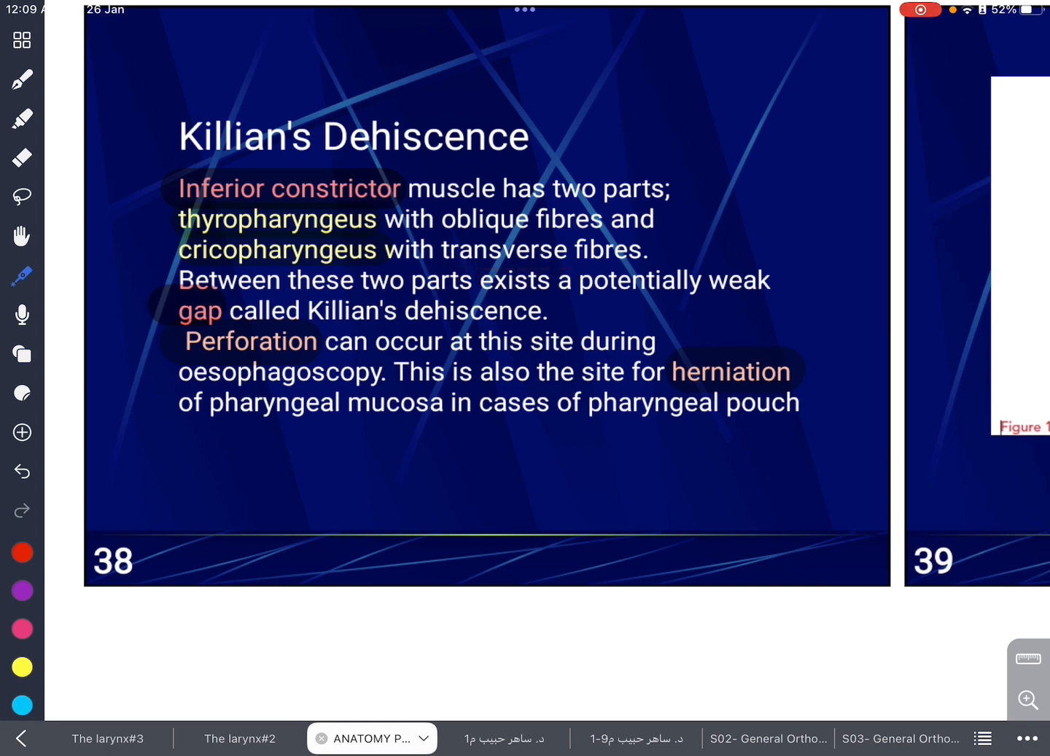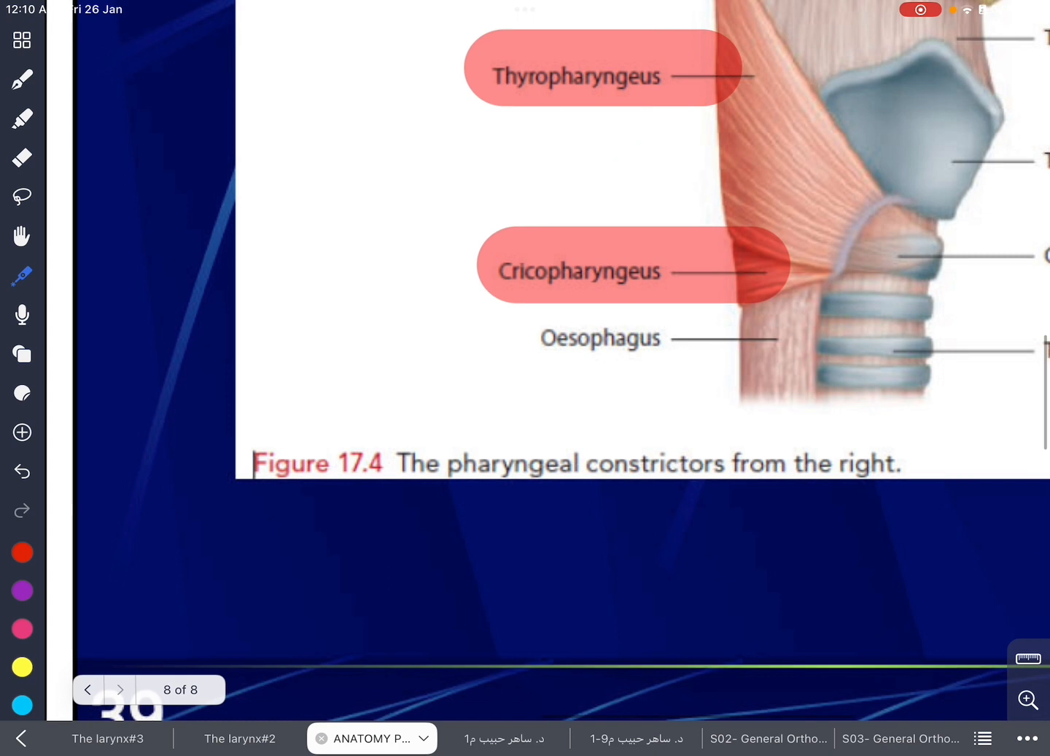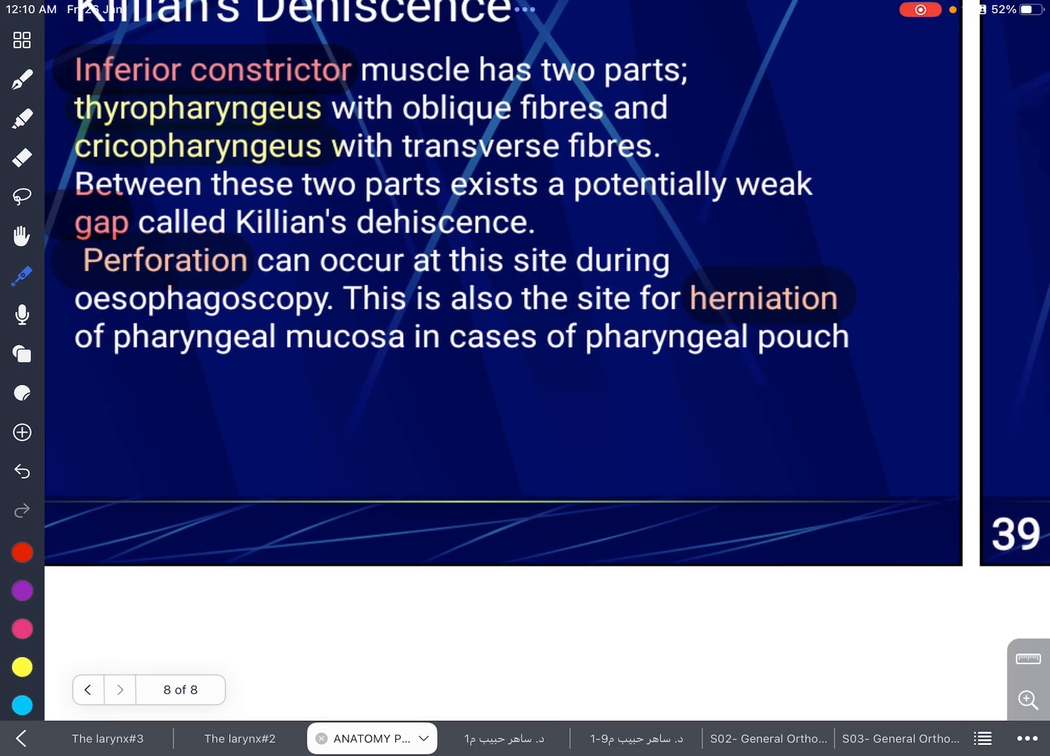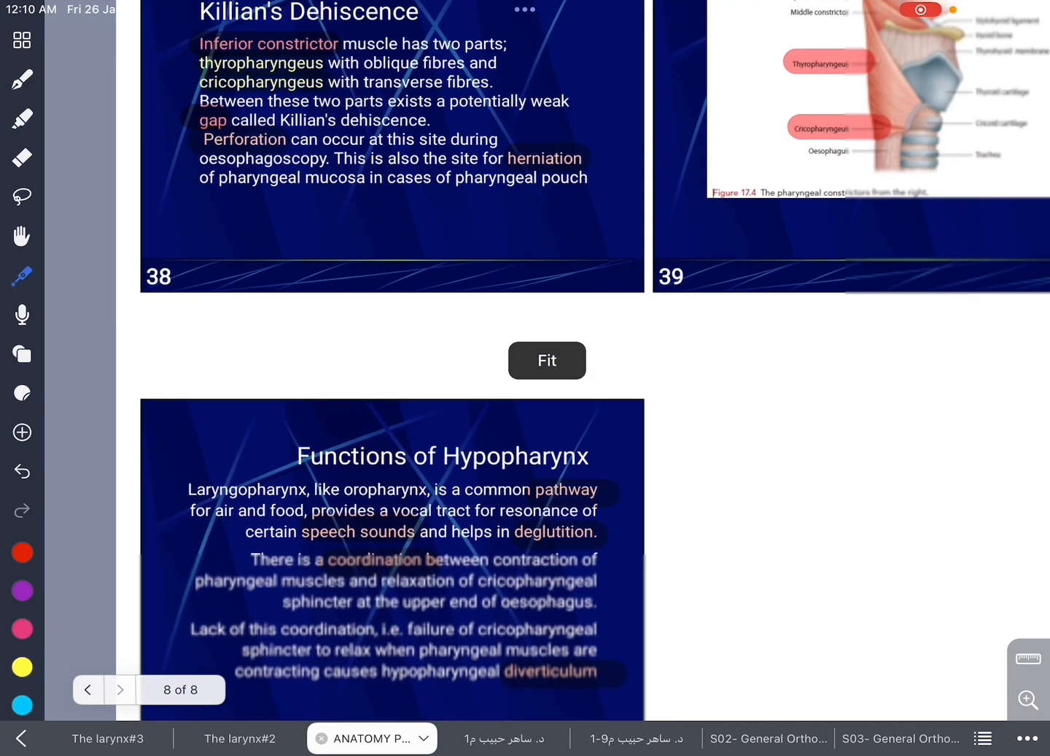Between these two parts, there is a gap. Here, there is a gap. It's important because it is liable to perforation during esophagoscopy and to herniation, forming the pharyngeal pouch.